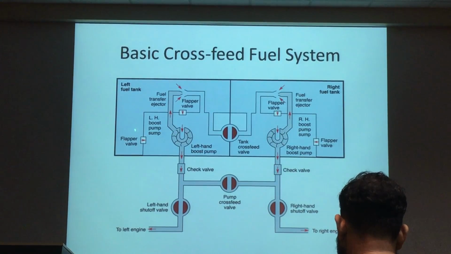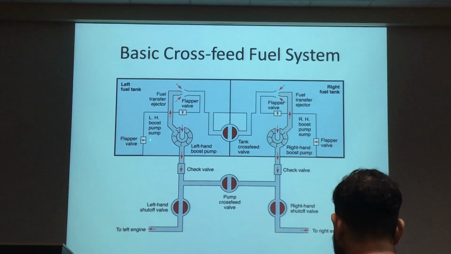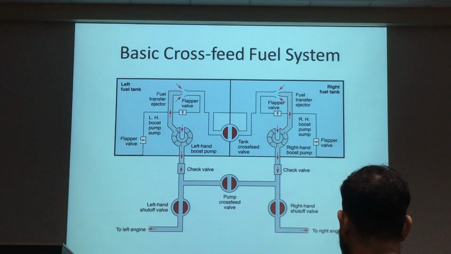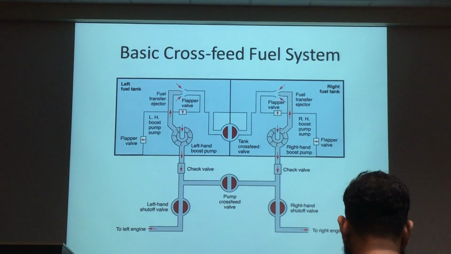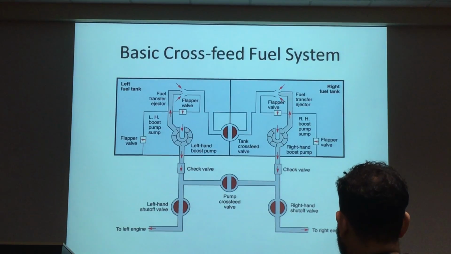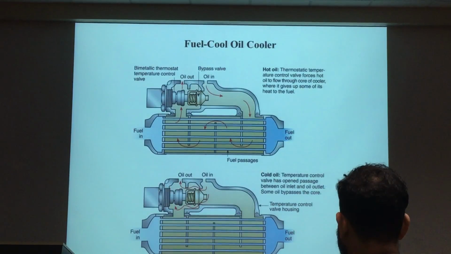Okay. Now what happens when the fuel level is getting lower and lower? This check valve is not enough. Okay, check valve, or flapper valve. It's actually also a check valve, but the design is a flapper. Remember your fuel cooled oil cooler? It's also a check valve.